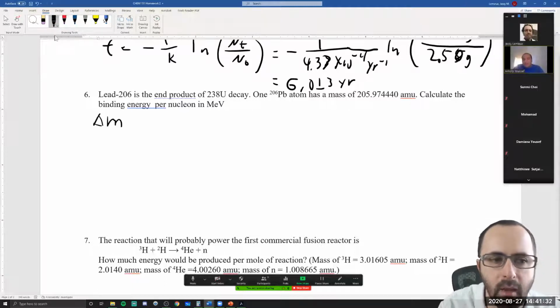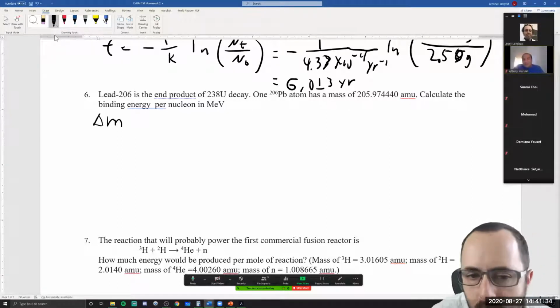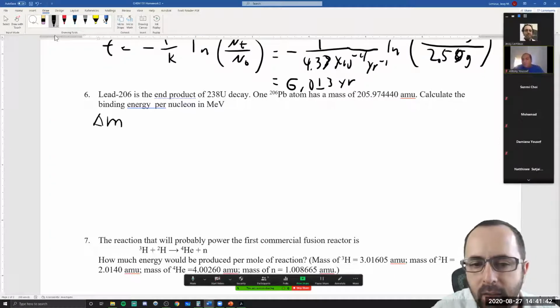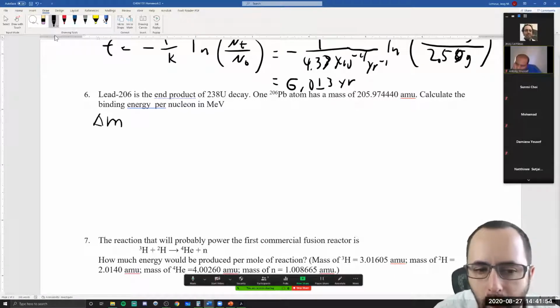Yeah, the change in mass, the mass defect, as they call it, right? The difference between the mass of the lead-206 atom and its individual protons and neutrons. So when the protons and the neutrons come together, they lose mass. And that mass is what contributes to the binding energy of the nucleus.